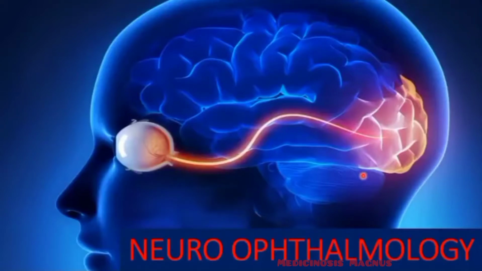Hello doctors. Today let's talk about neuro-ophthalmology. If you see in this image, this is the eyes and this is the occipital lobe. The pathway runs like this and we are going to dissect this pathway and learn about it.